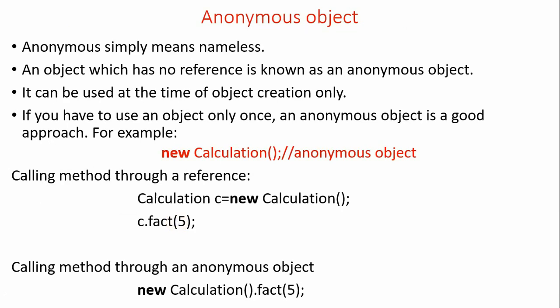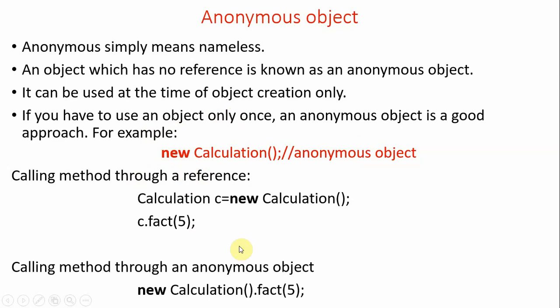And finally, anonymous object. What is anonymous? If anything doesn't have any name, that is called anonymous. So anonymous simply means nameless. An object which has no reference is known as an anonymous object. It can be used at the time of object creation only. If you use an object only once, an anonymous object is a good approach. Only once, not again and again.